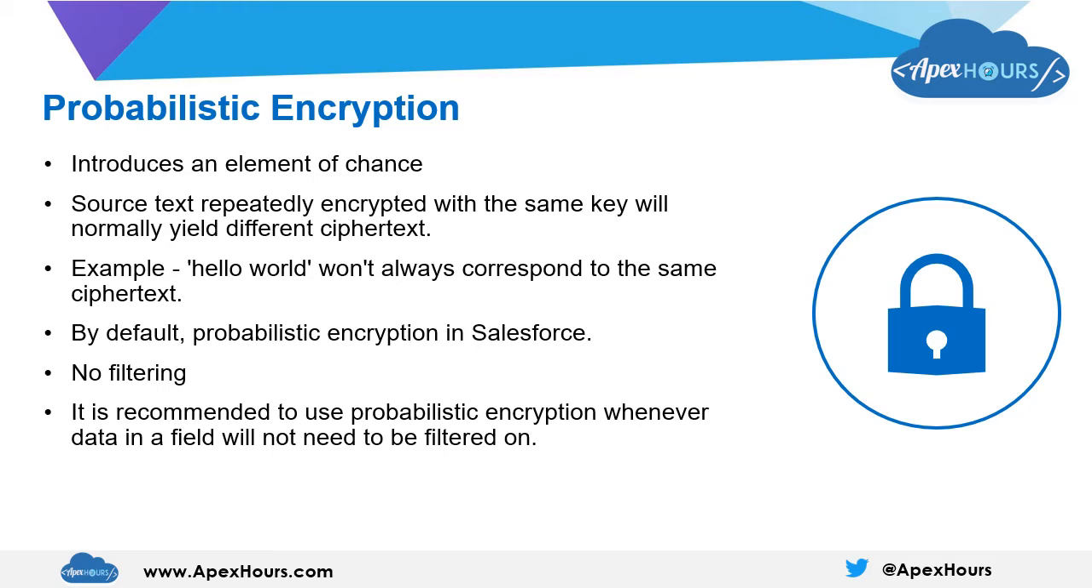First, let us see probabilistic encryption. Probabilistic encryption introduces an element of chance. Source text repeatedly encrypted with the same key will not yield the same ciphertext. It gives different ciphertext. If we give an example, if hello world is the data which we are going to consider, and we encrypt it using probabilistic encryption, it will not always correspond to the same ciphertext. Instead, the message would produce one of the many possible ciphertexts each time it is encrypted.